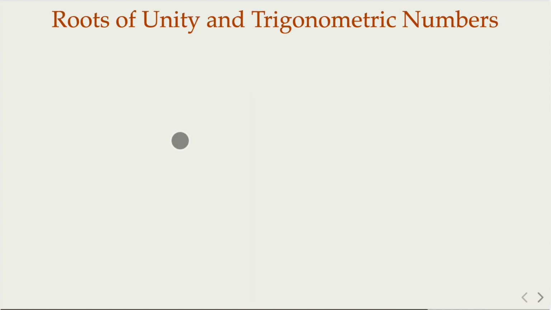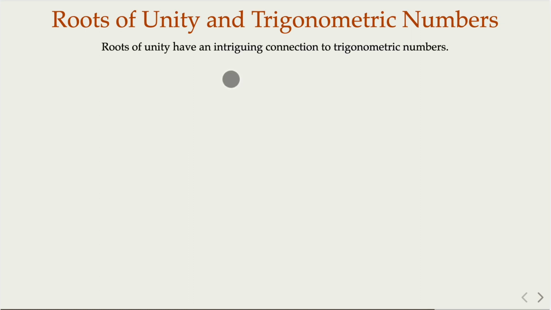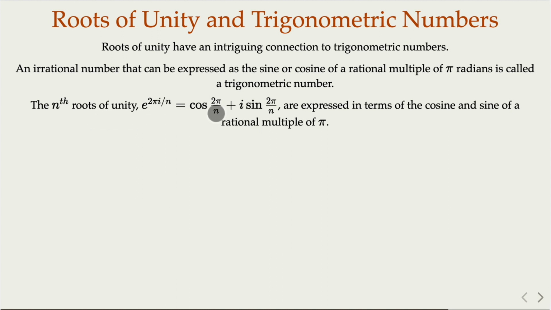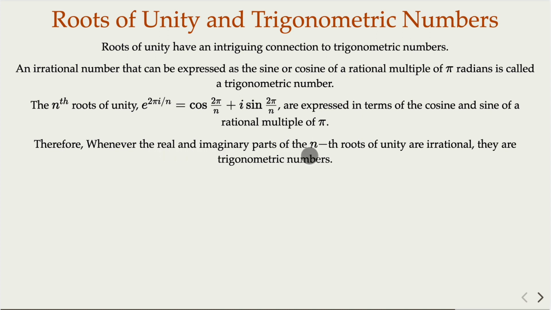There's a concept called trigonometric numbers. For example, cosine 2 pi over 7 is considered a trigonometric number, and there's a good connection between the roots of unity and trigonometric numbers. By definition, an irrational number that can be expressed as a sine or cosine of a rational multiple of pi in radians is a trigonometric number. Also, the roots of unity are cosines and sines of fractional multiples of pi. In this case, whenever the real or imaginary part of the nth roots of unity is irrational, then it is a trigonometric number.